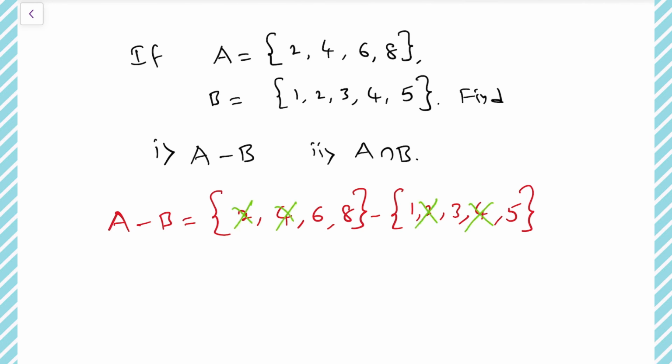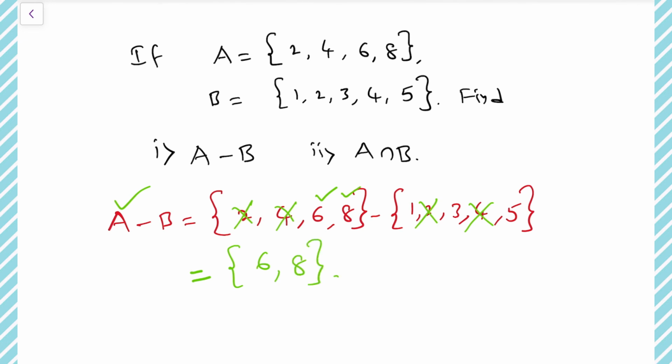That's it. Now we are finding A minus B, right? So only from the set A, we need to write the remaining elements. From the set A, we remain with 6 and 8. So 6 comma 8. That's it.